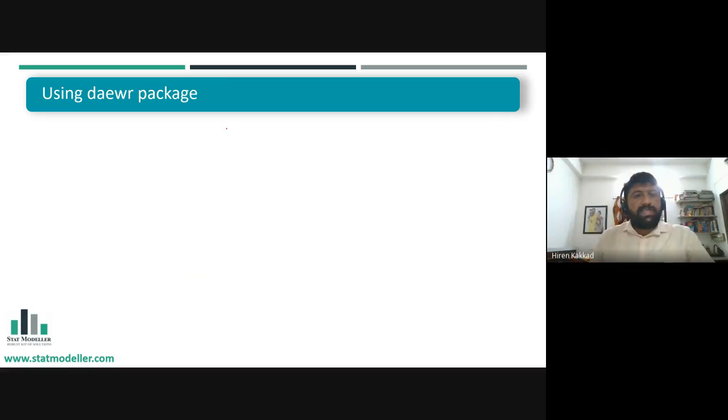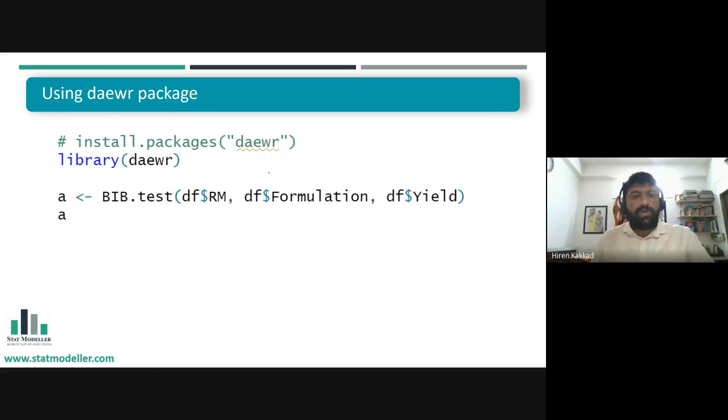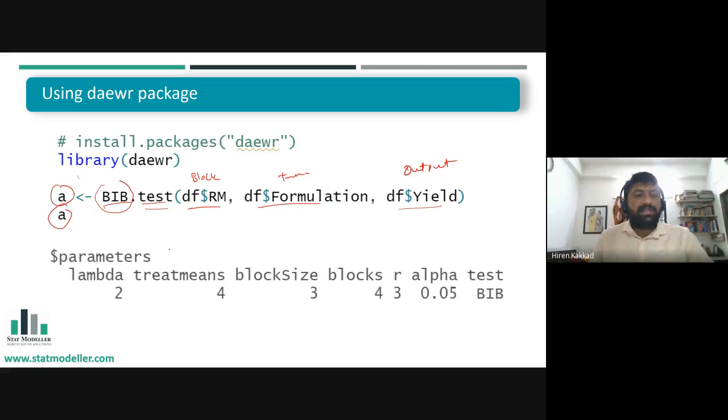Now, we can also use the DAE WR package to perform this BIB test, so that we can find out the means and everything in a single command. We load this library and then use BIB.test. It is case sensitive, so BIB is in capital and test is in small. We give block, formulation and the yield, so the sequence is block, treatment and output. I am saving the output in the A object, and let us print this A object.